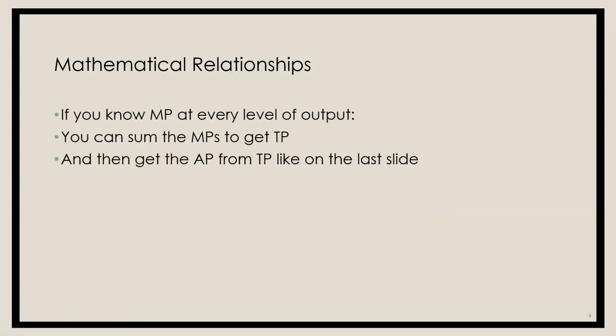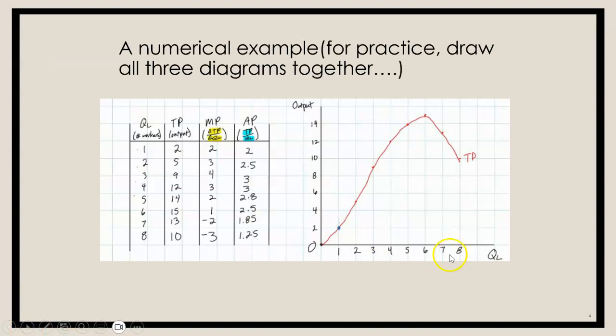If you know the marginal product at every level of output, you can sum up the marginal products to get total product, and then you can get average product from the total product, like on the last slide. Let's look at an example here.